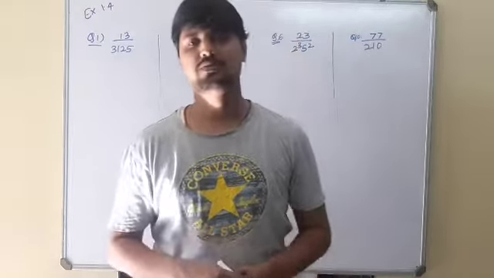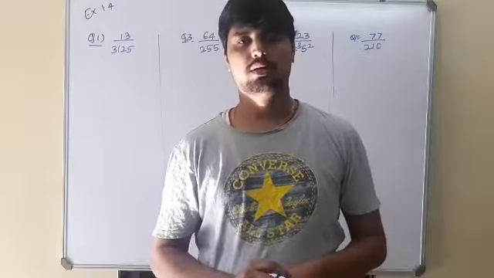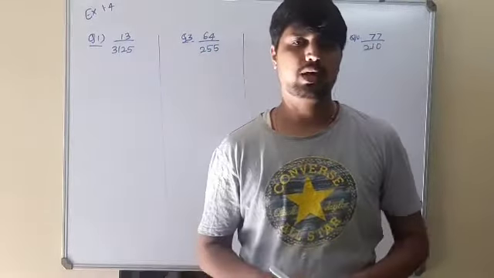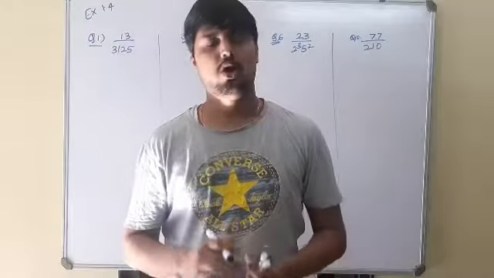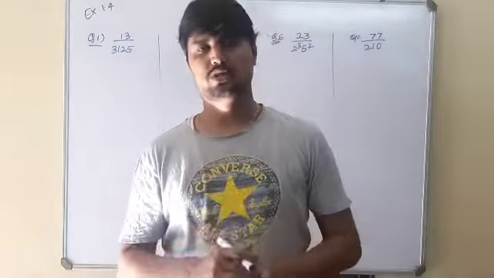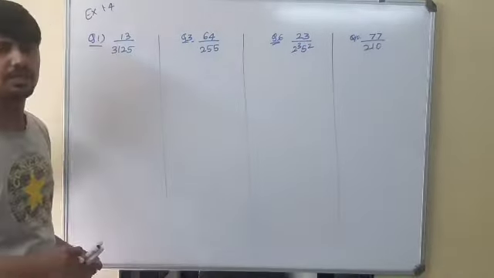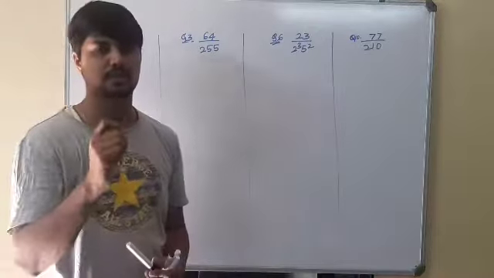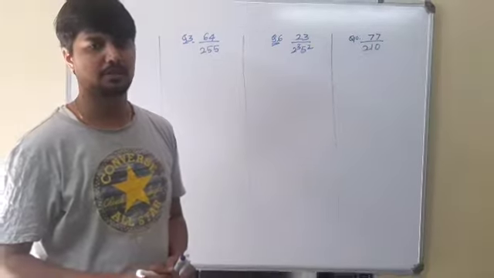So in our previous video we have seen how to apply the theorems on the numbers which are given in the form of P by Q and how to find whether the number is having a terminating decimal expansion or a non-terminating decimal expansion. So today we are going to see few questions based on that theorem. Now our first question is 13 upon 3125. We have to find whether this number is having a terminating decimal expansion or a non-terminating decimal expansion.